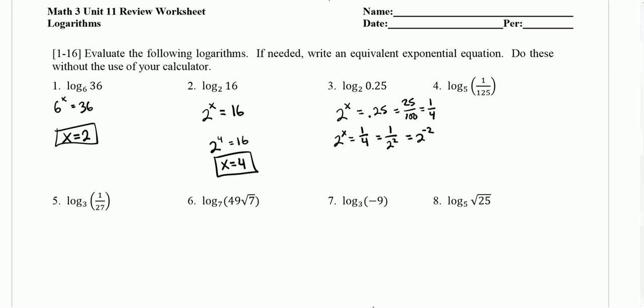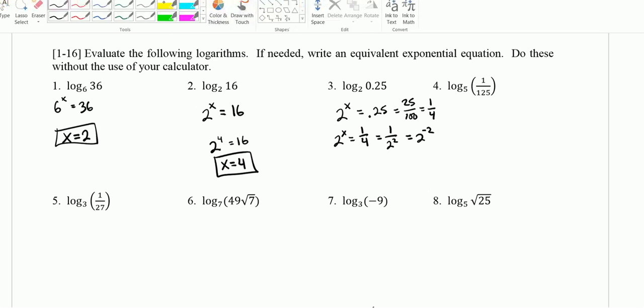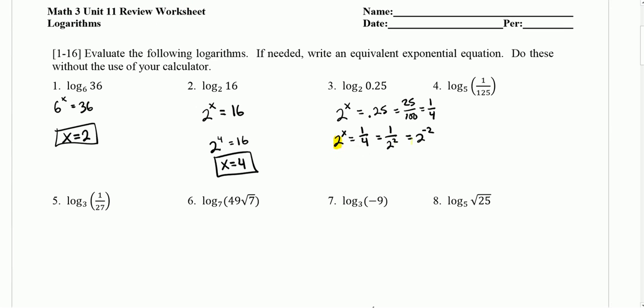So notice the bases are the same. We have base 2 to start with, we have base 2 to end with, and so therefore the exponents must be the same, and we can say the exponent is -2. Number 4, we got log base 5 of 1 over 125. This is asking the question, 5 to what power is 1 over 125. 125 is 5 to the third power, and 1 over 5 to the third power is 5 to the negative third power. Bases are the same, so exponents must be the same, and we get x is -3.